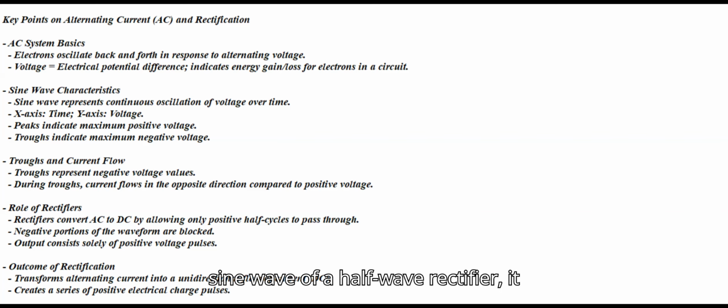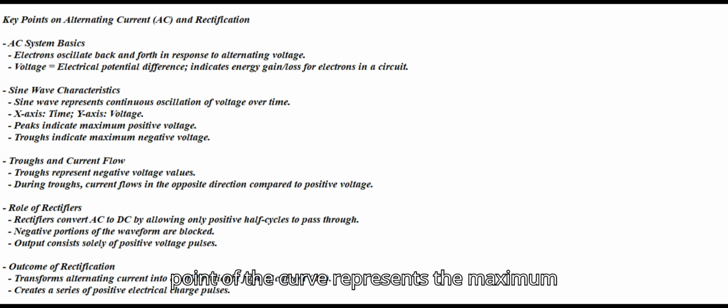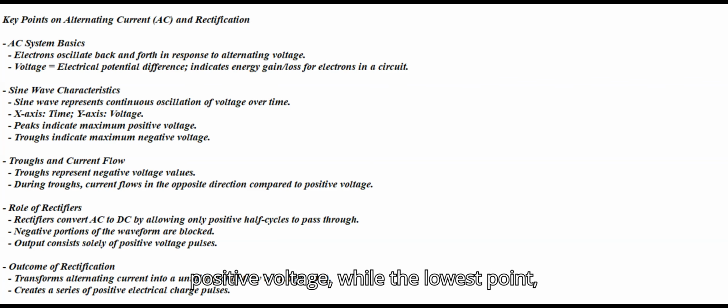When you look at the sine wave of a half-wave rectifier, it appears above the x-axis, indicating a positive voltage. The peak of the wave represents the maximum electrical potential or voltage of the alternating current. The sine wave shows a continuous oscillation of voltage over time, typically plotted with time on the x-axis and voltage on the y-axis. The highest point of the curve represents the maximum positive voltage, while the lowest point, or troughs, represent the maximum negative voltage. Troughs occur when the wave dips below the x-axis, indicating negative voltage values.